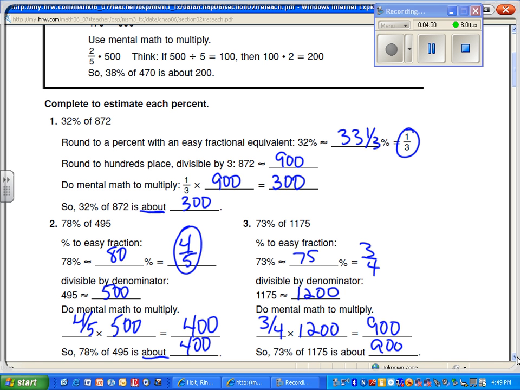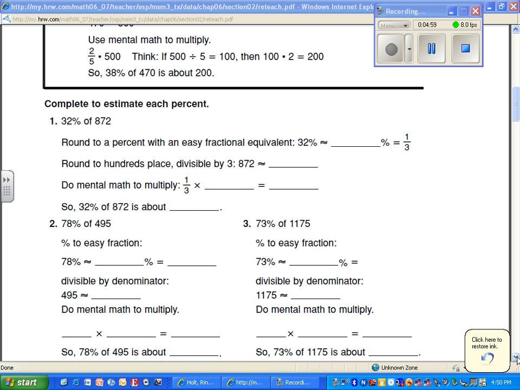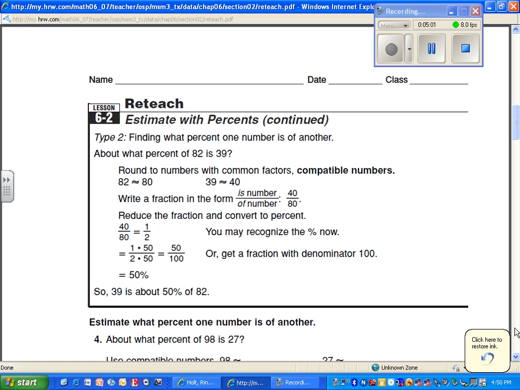So I hope that as we're doing these examples, you're getting the hang of what we're doing when we're estimating. Let's move on to the next page.